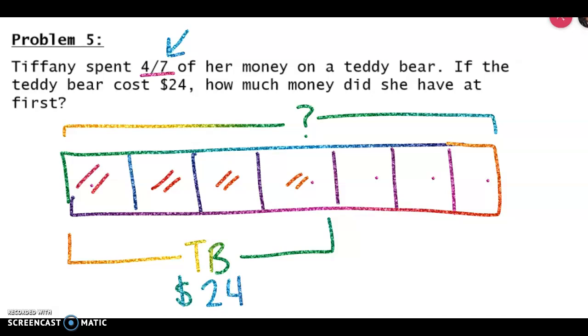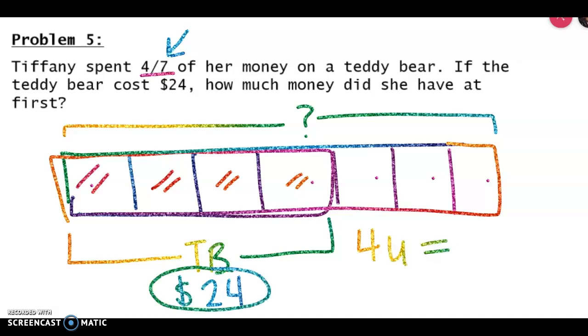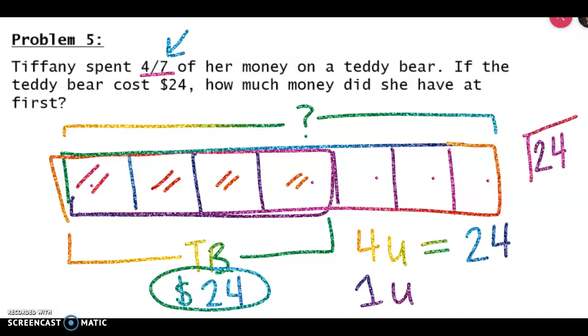So how much money did she have at first? Well, we don't know that yet. We have to first identify what the single unit is. We know that these 4 units are equal to the cost of the teddy bear, which is 24. So how do we find out what a single unit is? Remember, we take the 24, our total amount, and divide it by the number of units we have. 4 goes into 24, 6 times evenly. So 1 unit is worth $6.